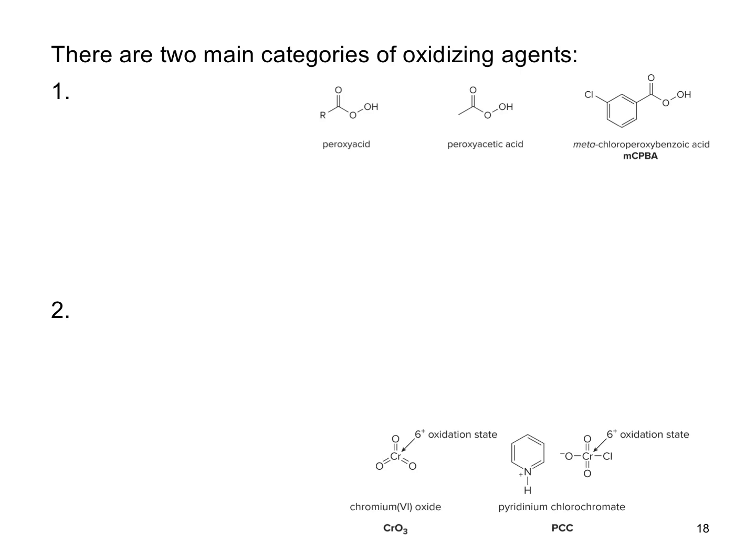We are at our last screencast in Organic Chemistry 1, and we are going to talk about oxidizing agents. Now, there are two main categories of oxidizing agents.